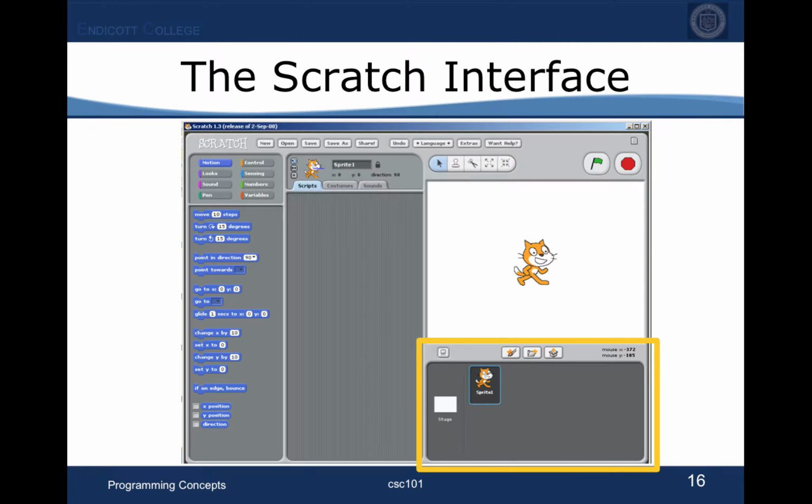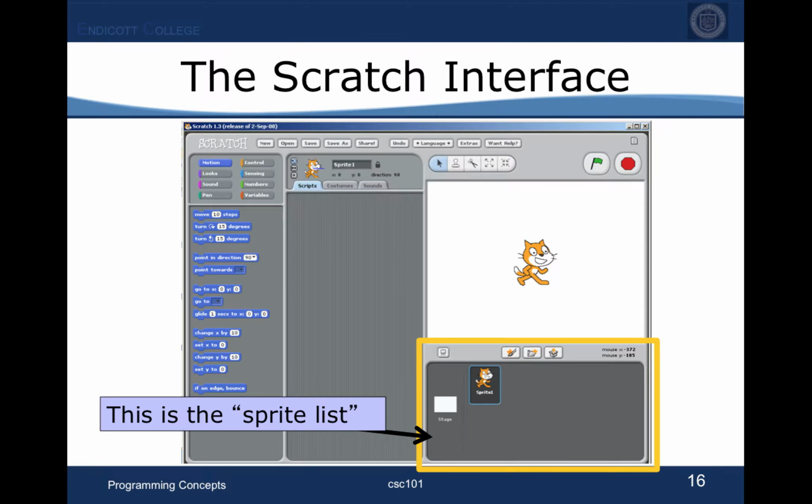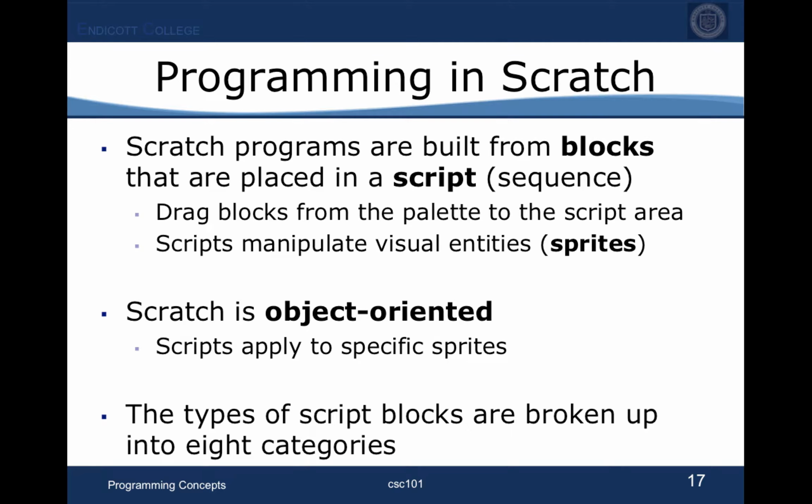Again, these things are in slightly different places in the current version, but these are the four areas that are going to be part of our experience. I think I probably said most of this, but here's what we're going to try to do. We're going to drag blocks from the different palette screens to create scripts that are going to manipulate the characters, or sprites, in our story.